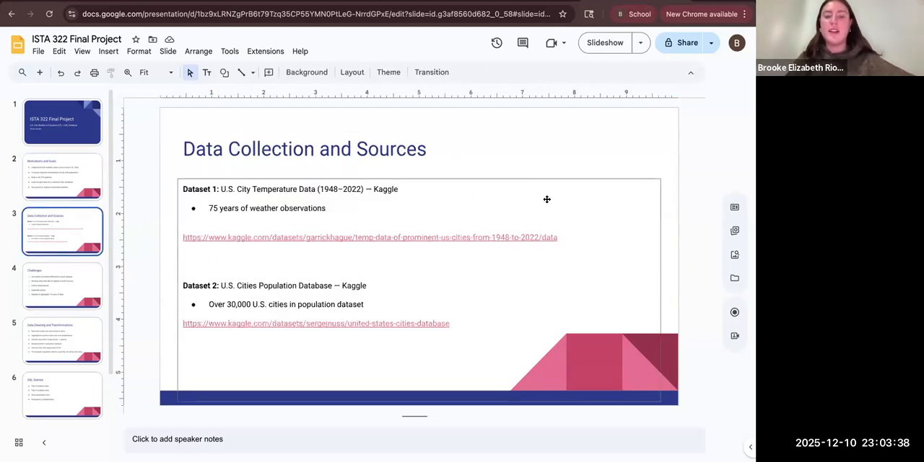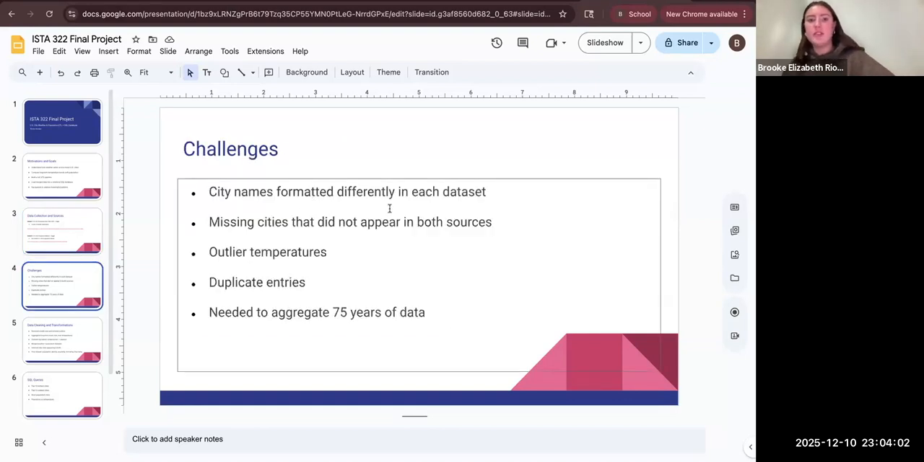I got my two data sets from Kaggle, which I know said like no pre-cleaned, but I still did some more cleaning, so it was taking out variables that I didn't want. And the first one was about US city temperature data and the averages. And the second is the populations of US cities.